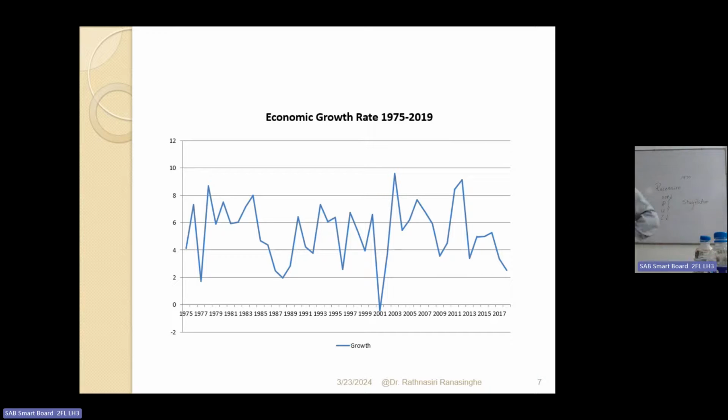But after 2019, 20, there is a negative growth rate again because of Corona and the financial crisis. We had a negative growth rate in 2020, and it was further accelerated in the latter part of 2022.